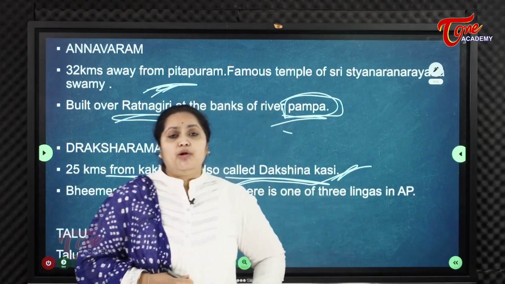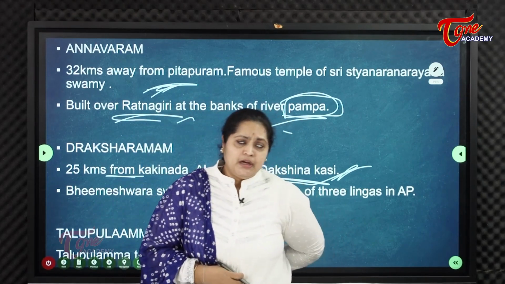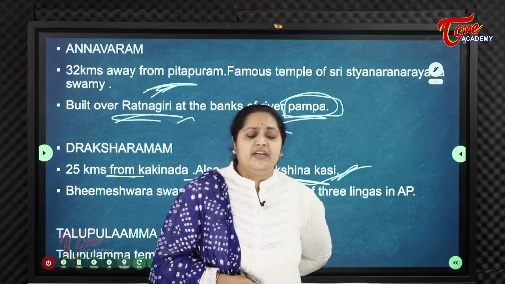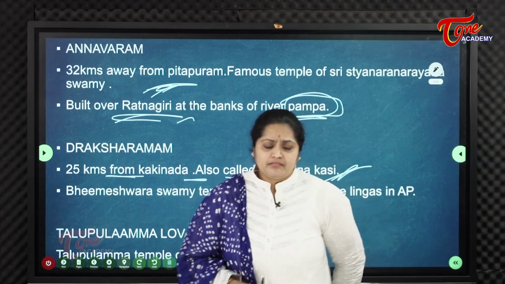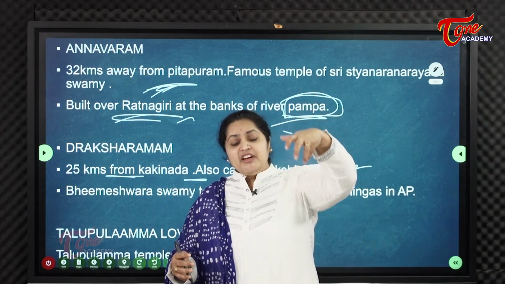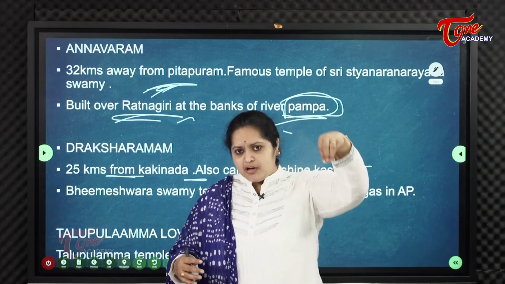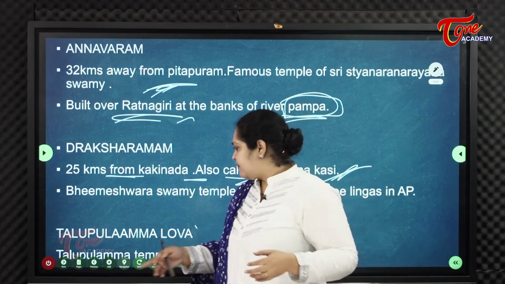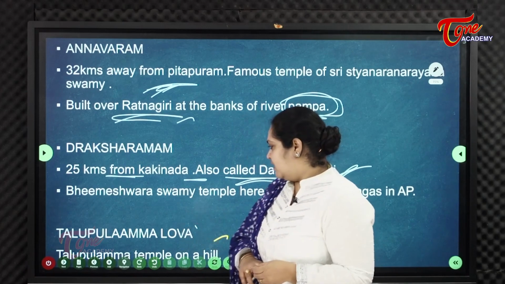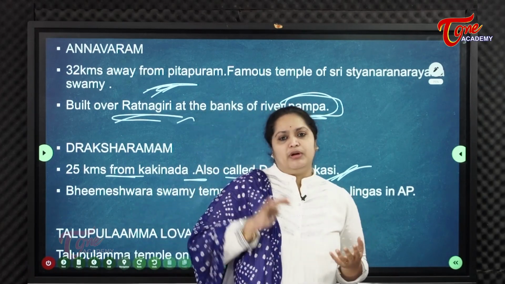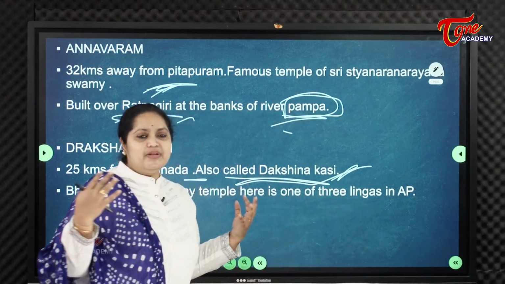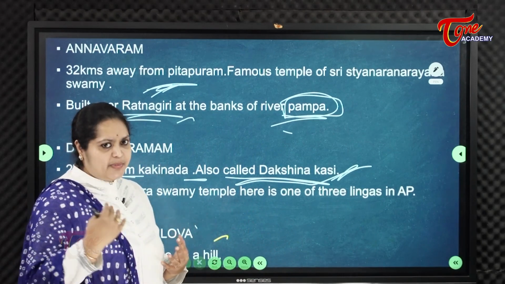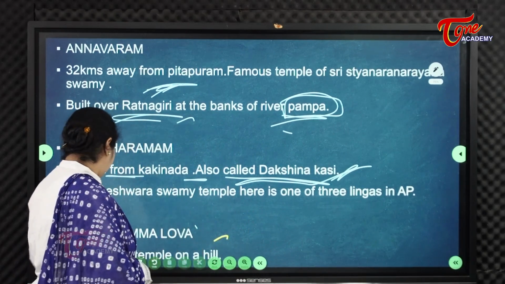Next is Talupulamma Lova. Talupulamma Lova is a place near Tuni, in between Kakinada. It is on a small hillock in the forest region, in the agency areas of forest cover. The Talupulamma temple is on a hill, and the goddess's name is Talupulamma. All the people of the surrounding areas visit this temple.